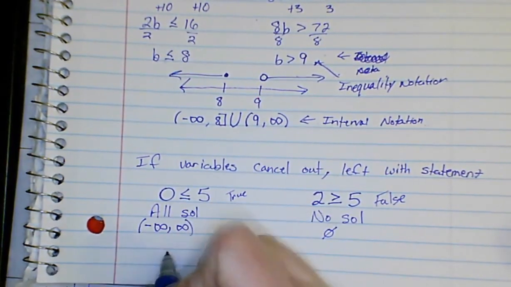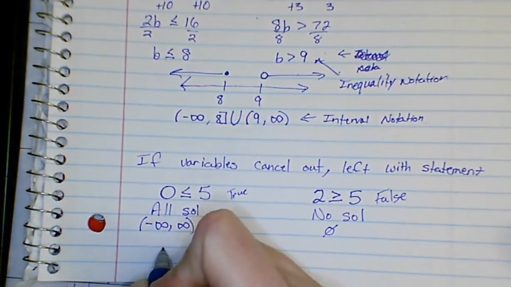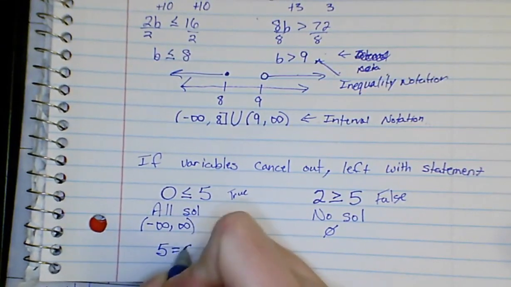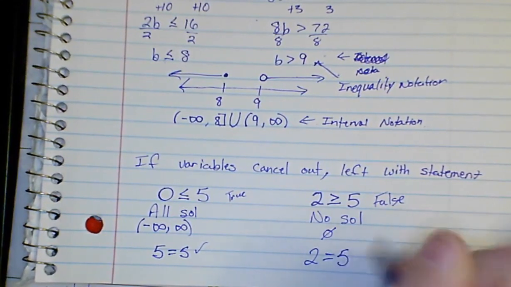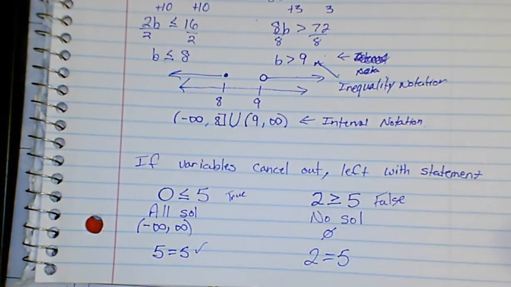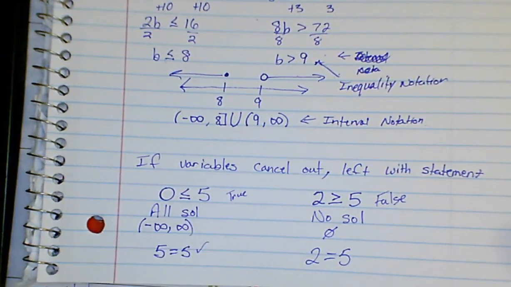Just as if you had an equation, 5 equals 5, well, that's true. And if you had 2 equals 5, well, that's also false. So the same thinking with both of those holds true, or you do the same thing with the inequalities.